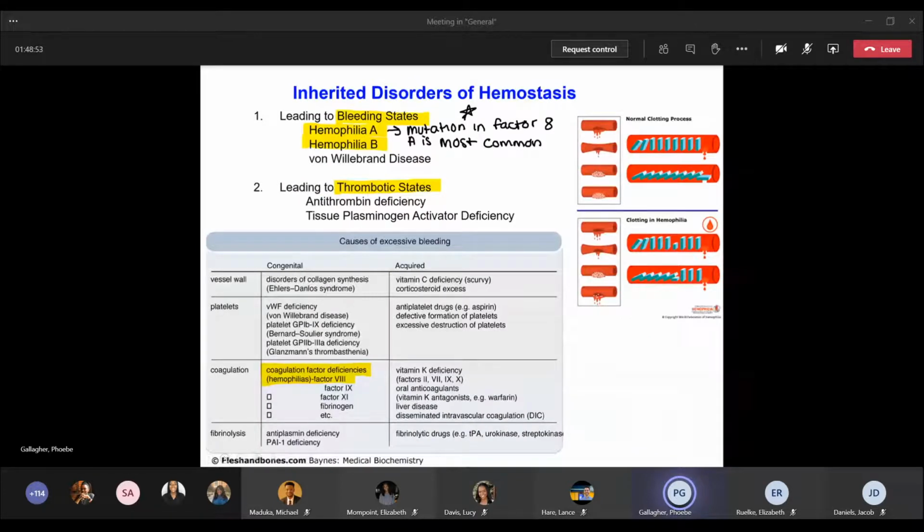And then for this, literally just know hemophilia. Hemophilia A is the most common one, so if she asks about it, that's what she's going to ask about. And the only thing I would know is that it's a mutation in factor VIII.